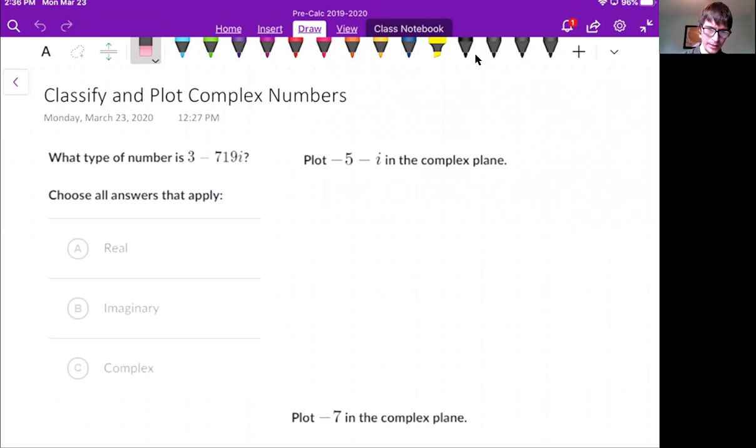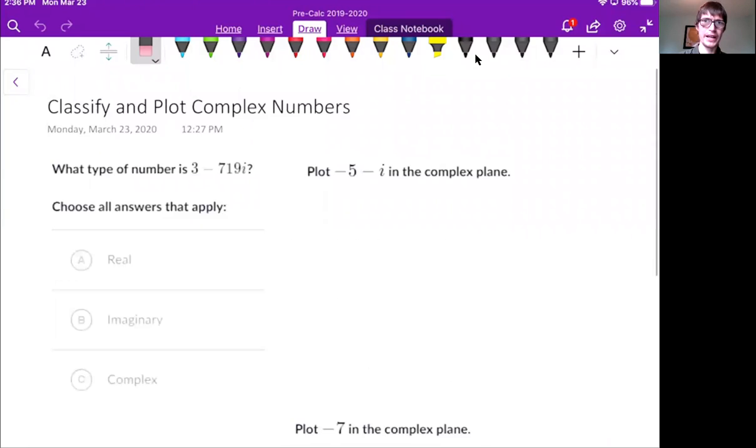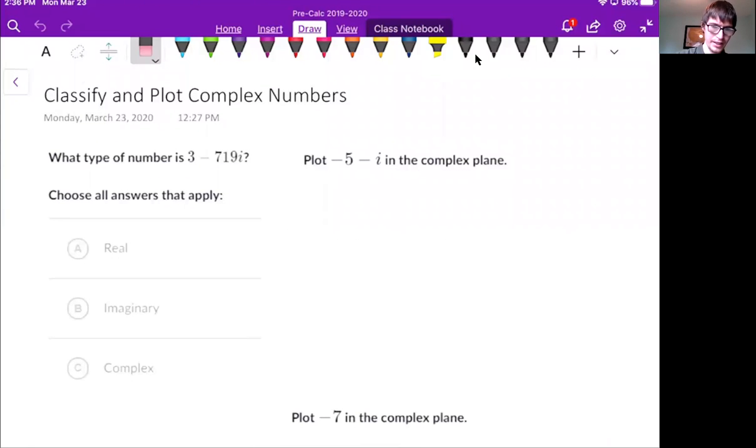There's a few problems that were troublesome here. It wasn't so bad. It seems like we kind of got it again. Let's look at the ones that were the most troublesome. The first one was a problem like this. What type of number is 3 minus 719 times i?